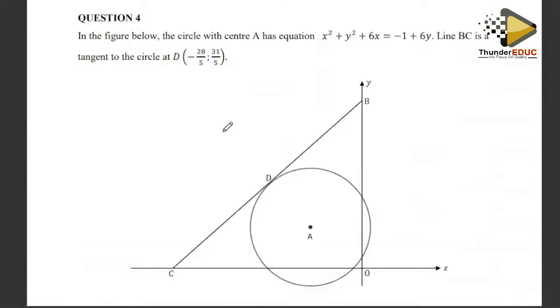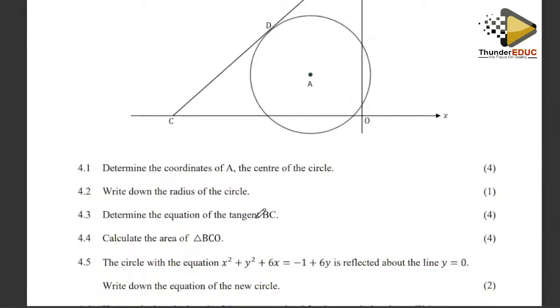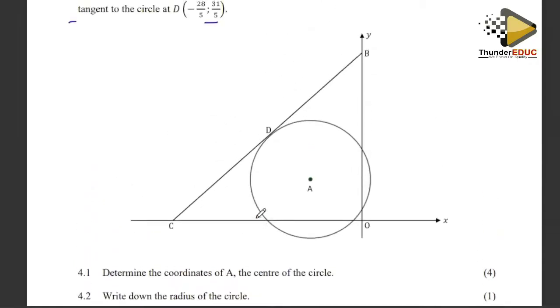Question number 4, which is also analytical, but this focuses more on the circle geometry. In the figure below, circle A has this equation. Line BC is a tangent at D. That's the point. Okay, everything is included. Determine the coordinates of A, which will be the center for 4 marks.